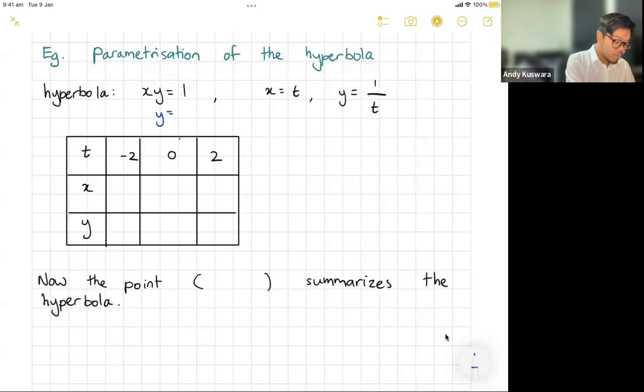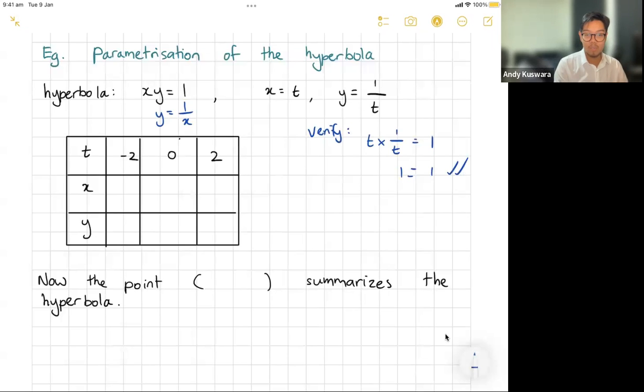Okay, one more, hyperbola. You guys are probably more familiar seeing it this way, but we're going to write it as xy equals 1. And if we really wanted to, we could verify this. t times 1 on t should equal 1. So xy, and that is correct. 1 would equal 1. So it is verified. All good. It's a great parametrization.